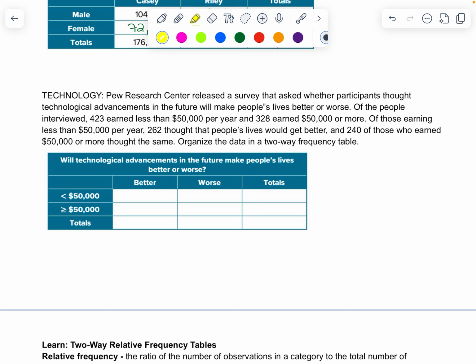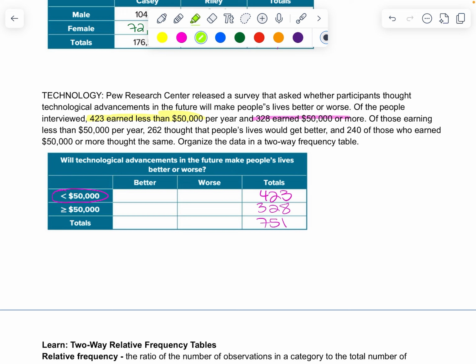So as we think about what it's saying, let's highlight our information. So we have, starting off, 423 that earned less than $50,000. So I come over here, this is less than $50,000. There's a total of 423 people. Then I go here, and it says 328 earned $50,000 or more. So we're going to go 328. Oh, and we can just add straight down, so we know that there are 751 total people.